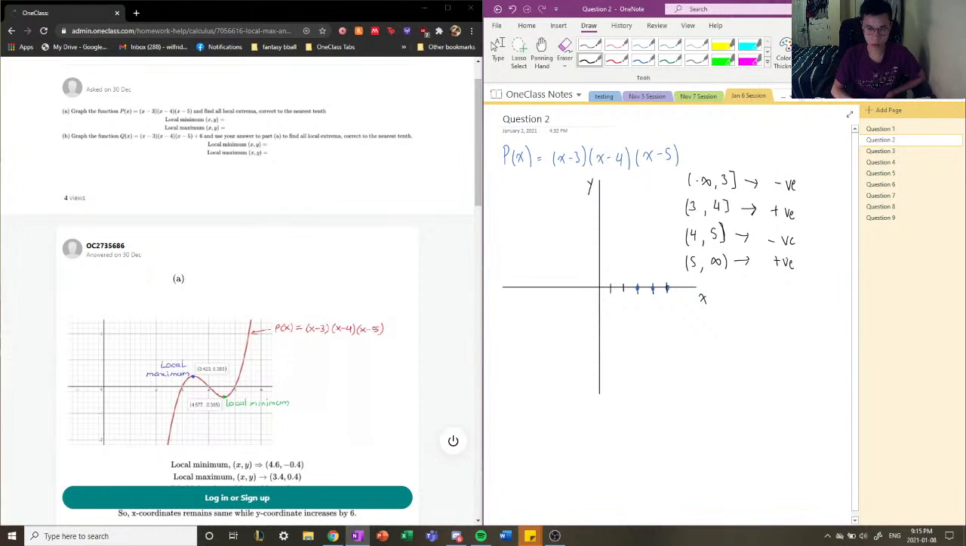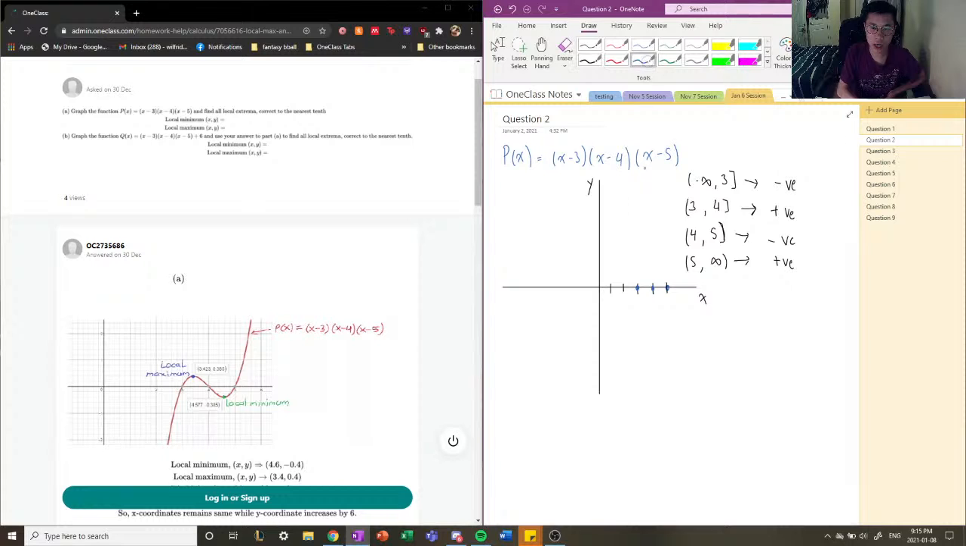So what I said before, a general principle is that between the zeros, the function alternates from a positive value to a negative value. These intervals are either going to be positive or negative, and the next interval after that is going to be the opposite. We see here that this is true, right? So from here it's negative. From 3 to 4 is positive, from 4 to 5 is negative, and from 5 to infinity is positive.